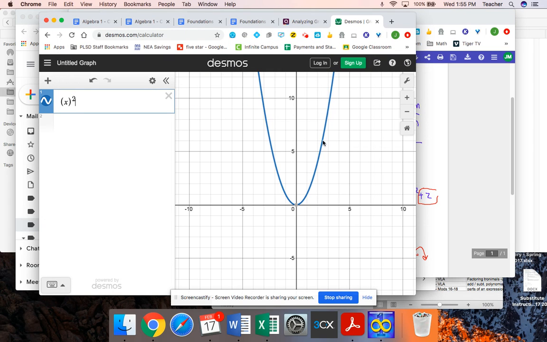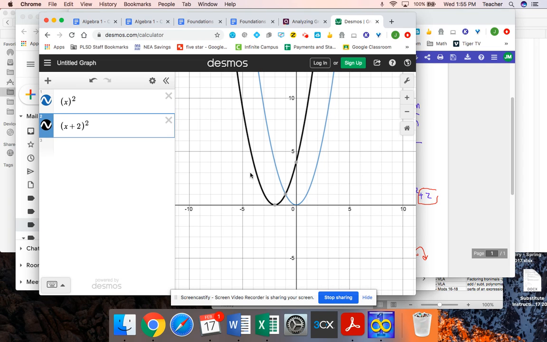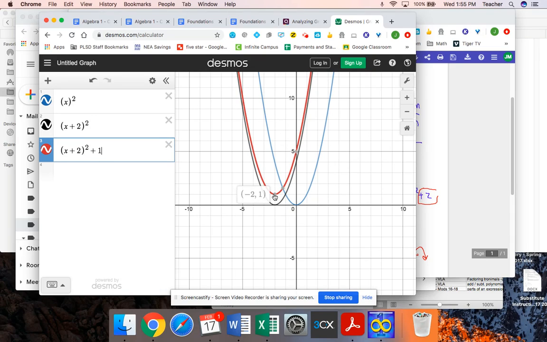All right, let me take a look at this on here. So if I had x squared, just the parent function, if I were to change that, and let's just say I make it +2, notice that it moves to the left 2 like we expect. All right, if I do that again, and then I add 1, it not only moves it, but then it shoves it up 1. Right?